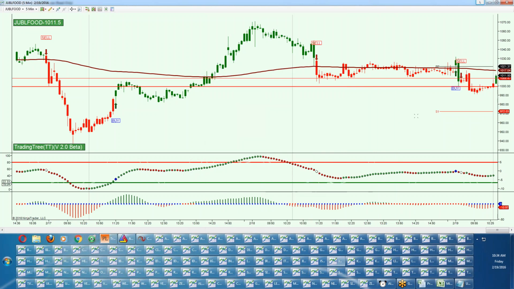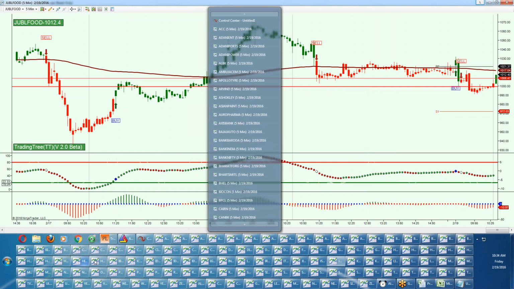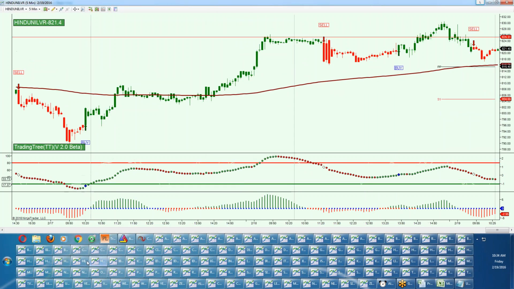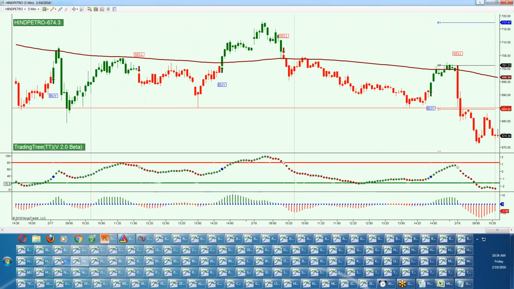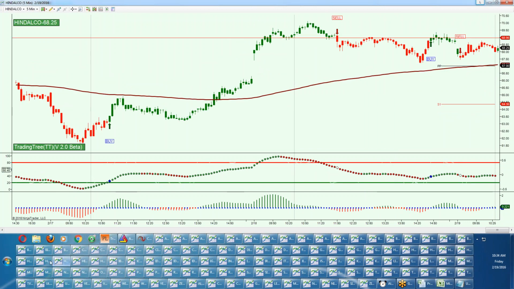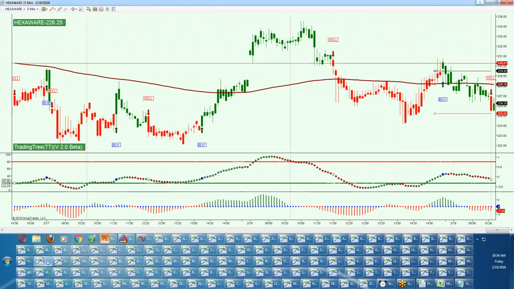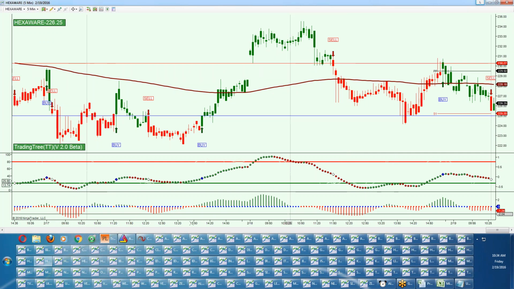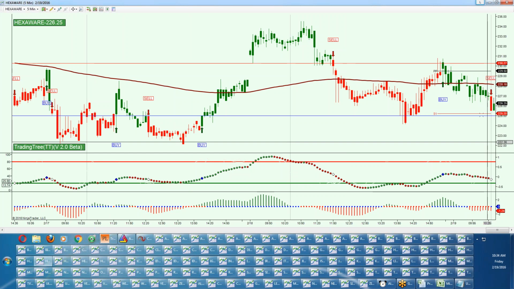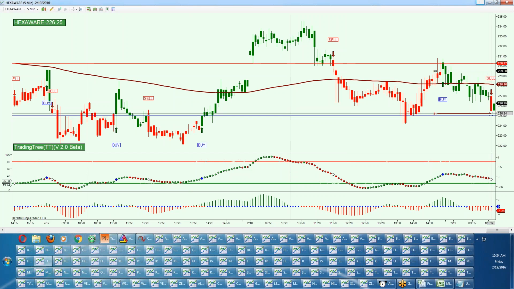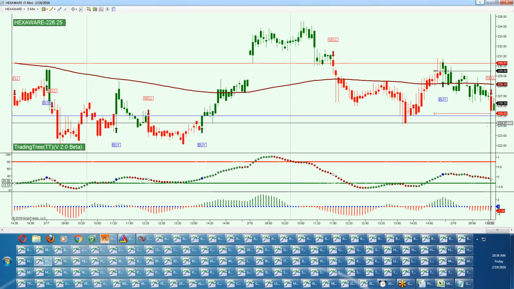Should get a buy call in Jubilant Food. Hexaware, you can short it at 225. That's here, right below S1. The reason why I'm telling below S1 is your first level of support is here, and in case the support breaks, then it is bound to fall.